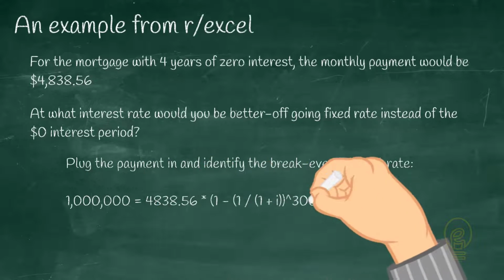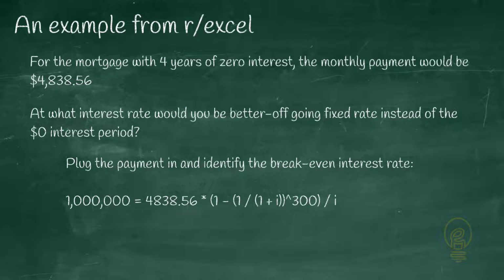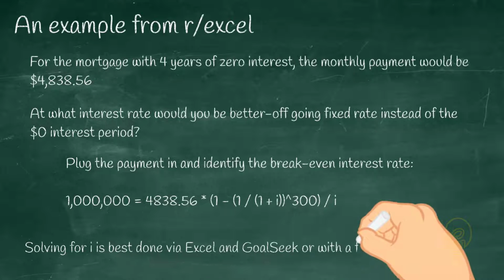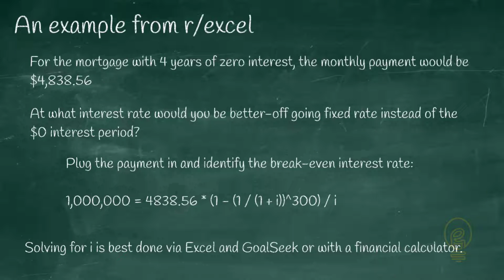What interest rate would a fixed-rate loan need to be in order to compare against this offer? Well, let's plug our calculated payment into another loan model, one with a single interest rate and 300 months of payments. Here, we can solve for I to determine the break-even interest rate. However, you're going to want to use Excel and GoalSeek or a specialized financial calculator in order to do this.